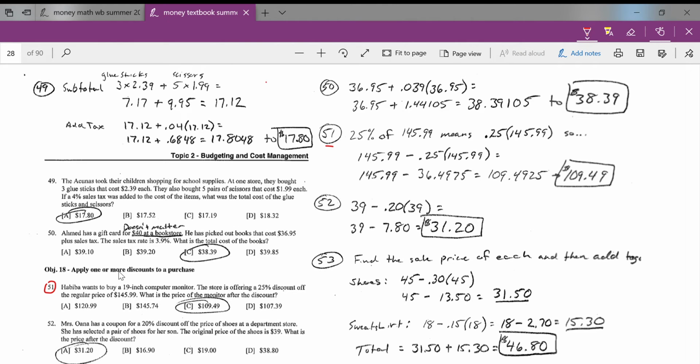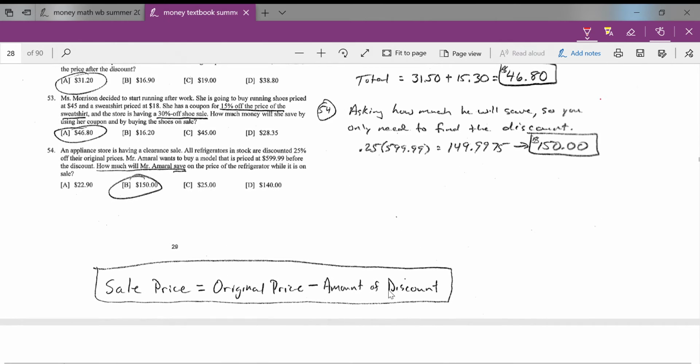So they want to buy a 19-inch computer monitor. The store is offering a 25% discount off the regular price of $145.99. What is the price of the monitor after the discount? Okay, this one is more than one step. Sale price is going to be the original price minus the amount of the discount. And so we're usually going to have to do a step within the step to find the amount of the discount. A lot of times they're not just going to tell you that.